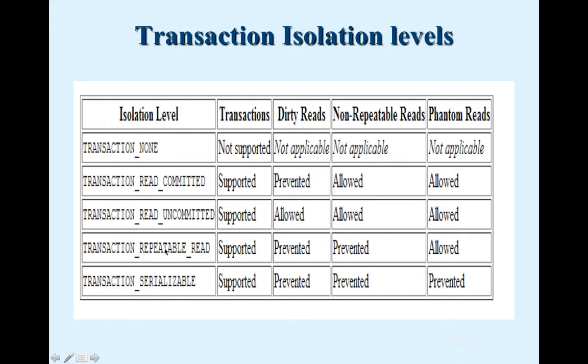Repeatable read means when you are reading repeatedly within a transaction, it's still going to return the same data. It's not like reading multiple times returns different data. After the transaction, it can change. And transaction serializable means transactions are supported, and there are no phantom reads or non-repeatable reads. Let's see what these terms are, then talk about transaction serializable.